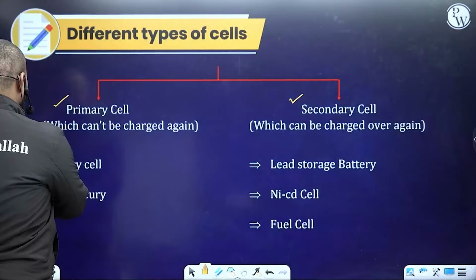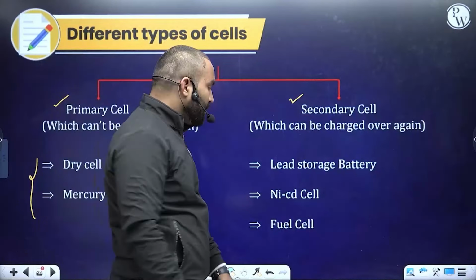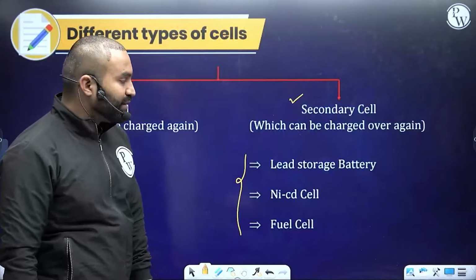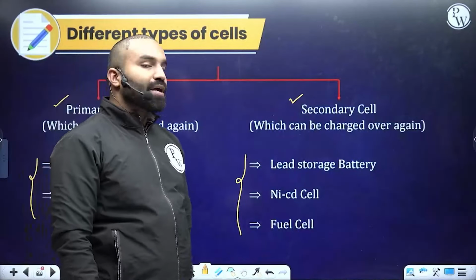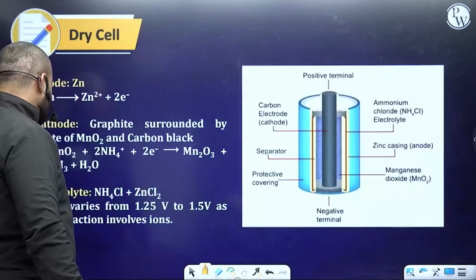So there are two types of primary cell. One is called dry cell, another one is mercury cell. There are three types of secondary cell. There are many more, but in your syllabus there are only three: lead storage battery, nickel cadmium, and fuel cell. Let's discuss all of these one by one.